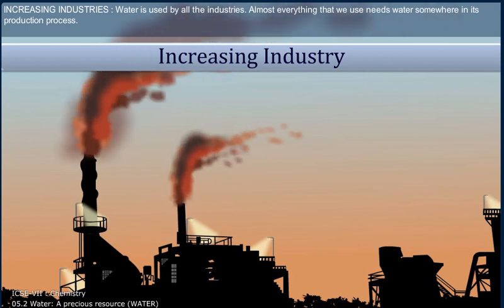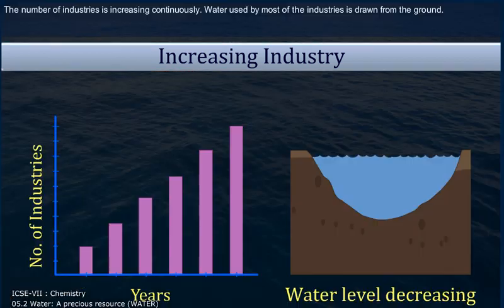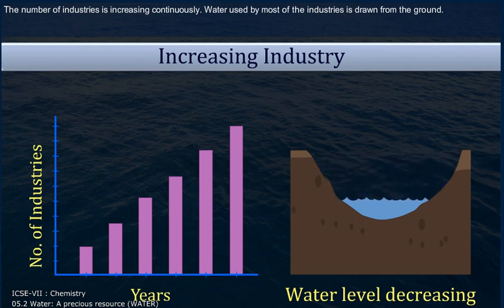Increasing industries. Water is used by all the industries. Almost everything that we use needs water somewhere in its production process. The number of industries is increasing continuously. Water used by most of the industries is drawn from the ground.